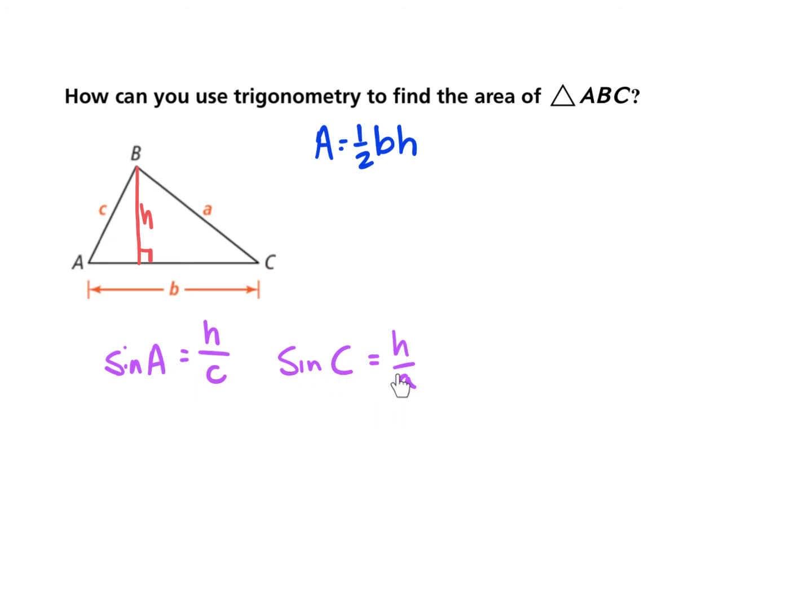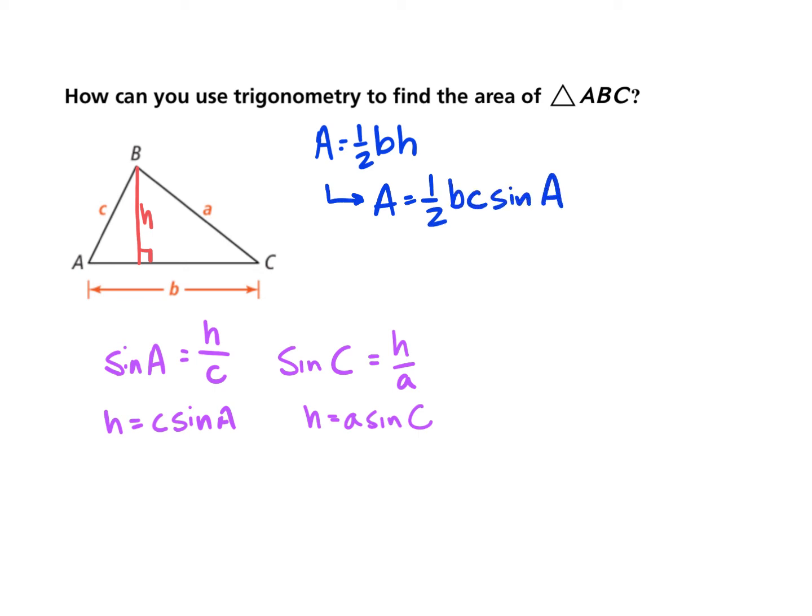Now if I take each of these equations and I isolate the H in them, let's look and see what happens then. I would have H equals C times the sine of A. And over here I would have H equals A times the sine of C. And if I go back to my original area formula, remember B is this side right here, I can now replace this H with either one of these two expressions. So I could say that the area now equals 1/2 times B times C times the sine of A.